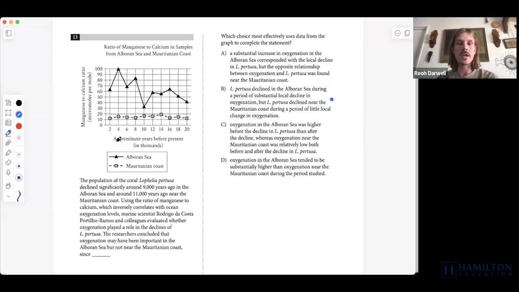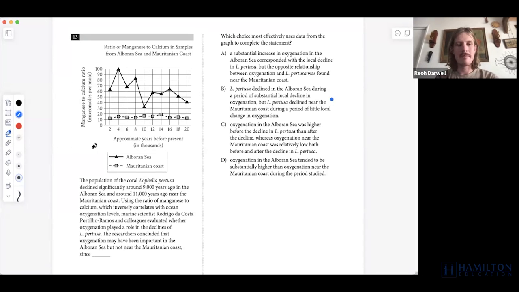Okay, so 13 is a great question. This is an example where the graph and the text are very related, but we really need to understand the text in order to know what's going on here. All right, because our graph only has one value, right, which is manganese to calcium ratio. And we need to know what that means to translate what that means.